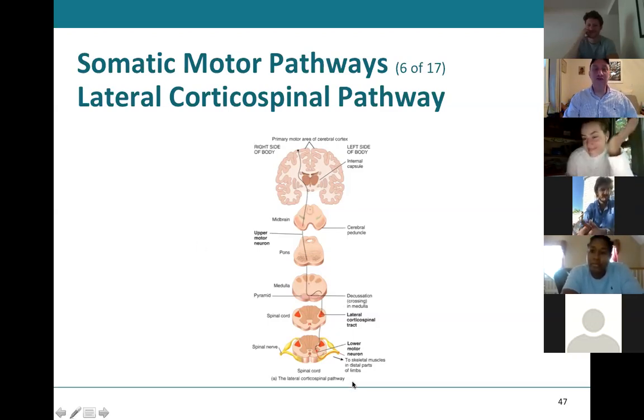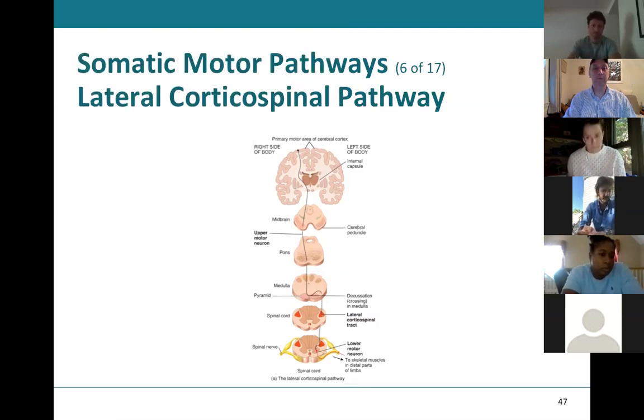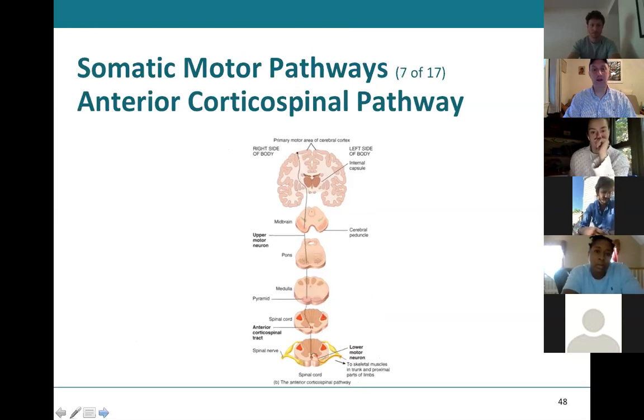But notice, to actually move a distal portion of the skeletal muscle tissue, you used that lateral corticospinal pathway. With me? Okay, cool. Now, imagine, if you will, you have to shrug your shoulders. You're like, yeah, I don't really care. Exactly. Those would be anterior corticospinal pathways.